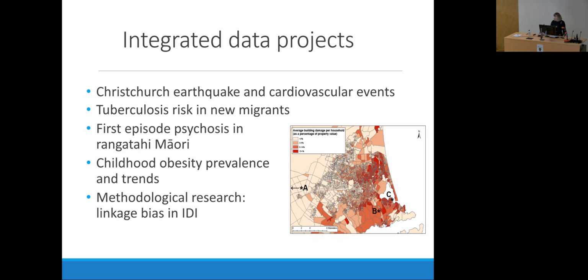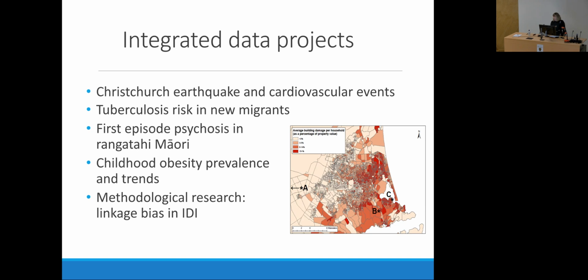from the IDI. So Andrea completed a project about the Christchurch earthquake and cardiovascular events. There's a small project being done and a bigger one currently waiting for funding on tuberculosis risk in new migrants. We've got, with Ruth Cunningham, a project about pathways to first episode psychosis in Rangatahi Māori, the Māori youth. That's a really interesting one.